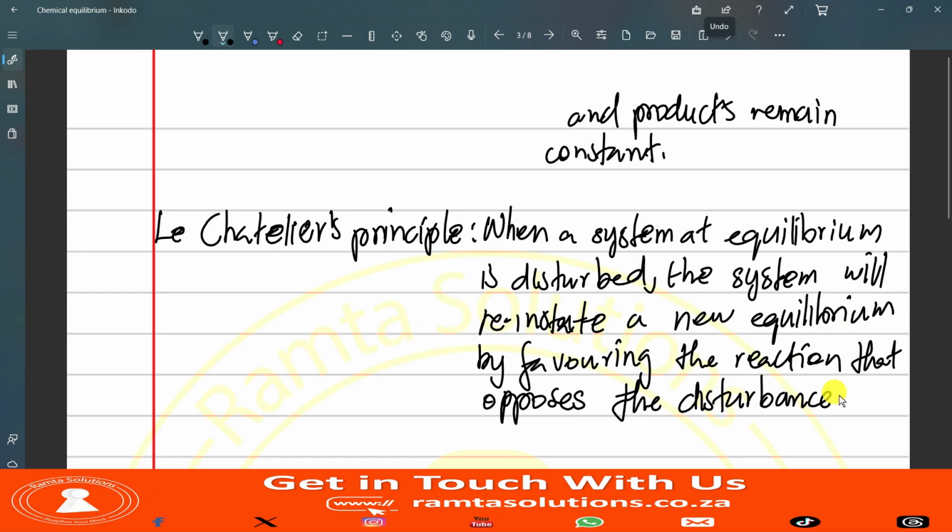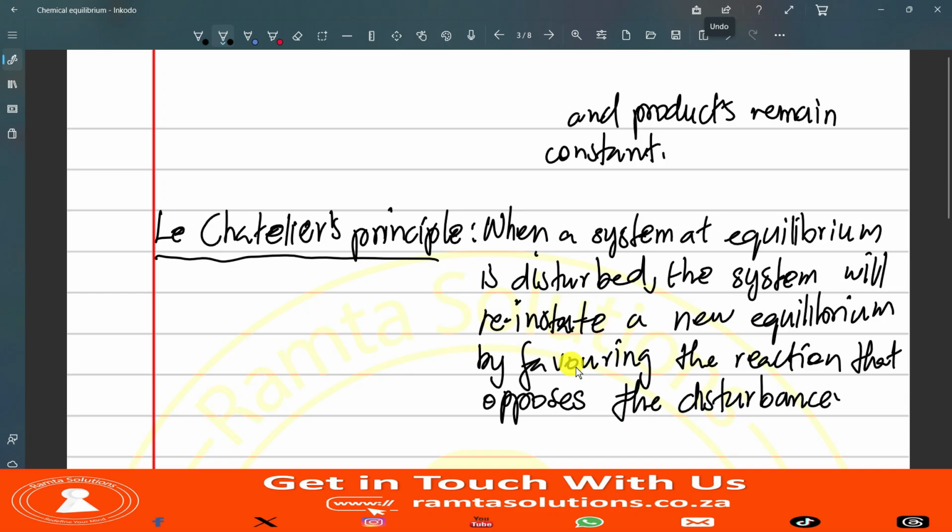So let's read it once again. When a system at equilibrium is disturbed, the system will reinstate a new equilibrium by favoring the reaction that opposes the disturbance. Or simply, when a system at equilibrium is disturbed, the system responds by opposing the change and a new equilibrium is established. You guys get it, right? So that is your Le Chatelier's principle.